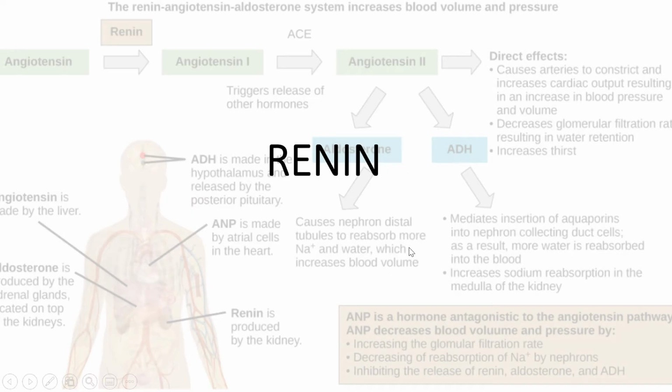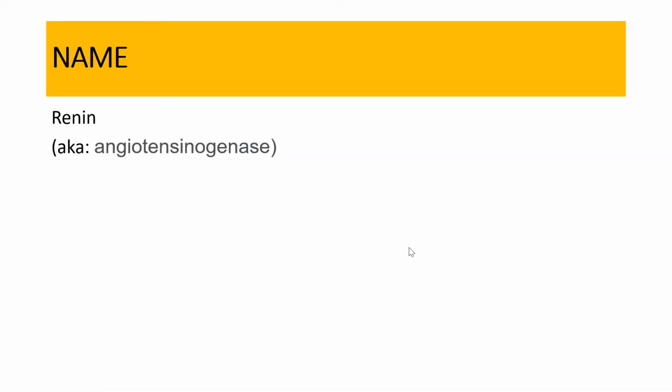Let's take a look at renin right now. Angiotensin 1 was also a hormone we were going to take a look at. That is included in this. So we're going to look at several hormones associated with renin.